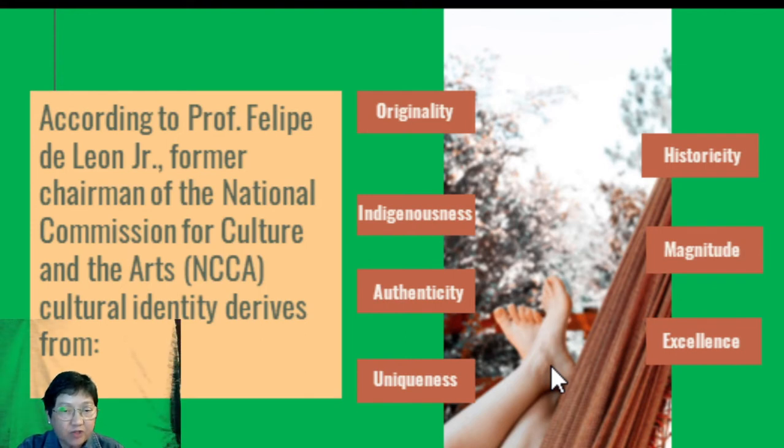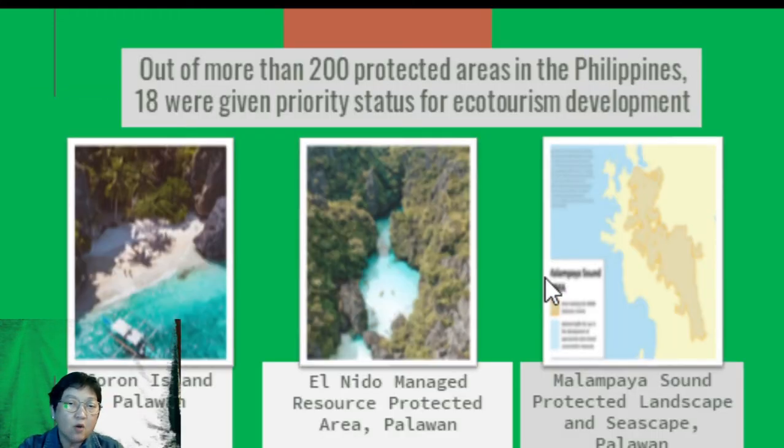There are seven factors that we're going to consider with regards to cultural identity by Professor Felipe de Leon, former chairman of the National Commission for Culture and the Arts, also known as NCCA. One is originality, second is indigenousness, third, authenticity, fourth, uniqueness, fifth, historicity, sixth, magnitude, seventh, which is the last, excellence. Out of more than 200 protected areas in the Philippines, 18 were given priority status for ecotourism development.